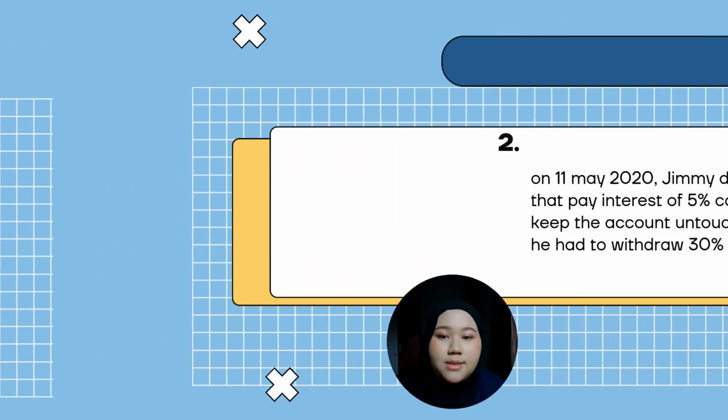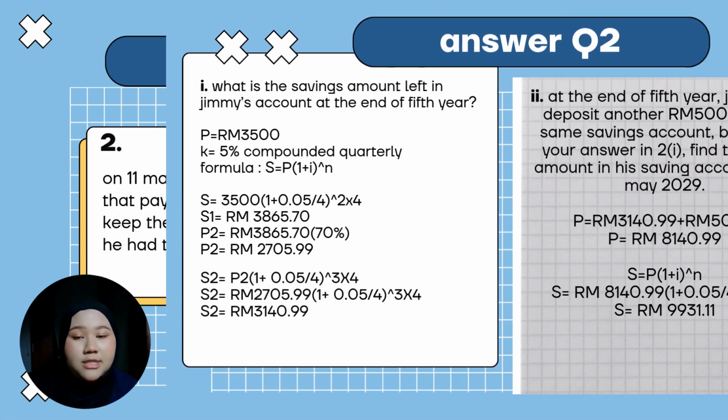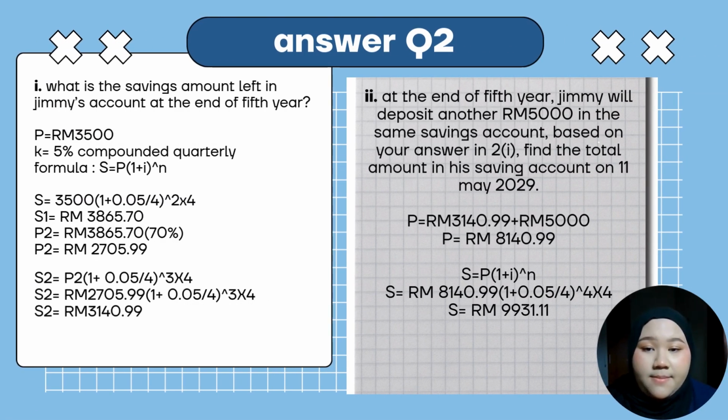compounding interest. Next question. On 11 May 2020, Jimmy deposited RM 3,500 in a saving account that pays interest of 5% compounded quarterly. He intended to keep the account untouched for 5 years. However, after 2 years, he had to withdraw 30% from the account. First question: what is the saving amount left in Jimmy's account at the end of the 5th year?